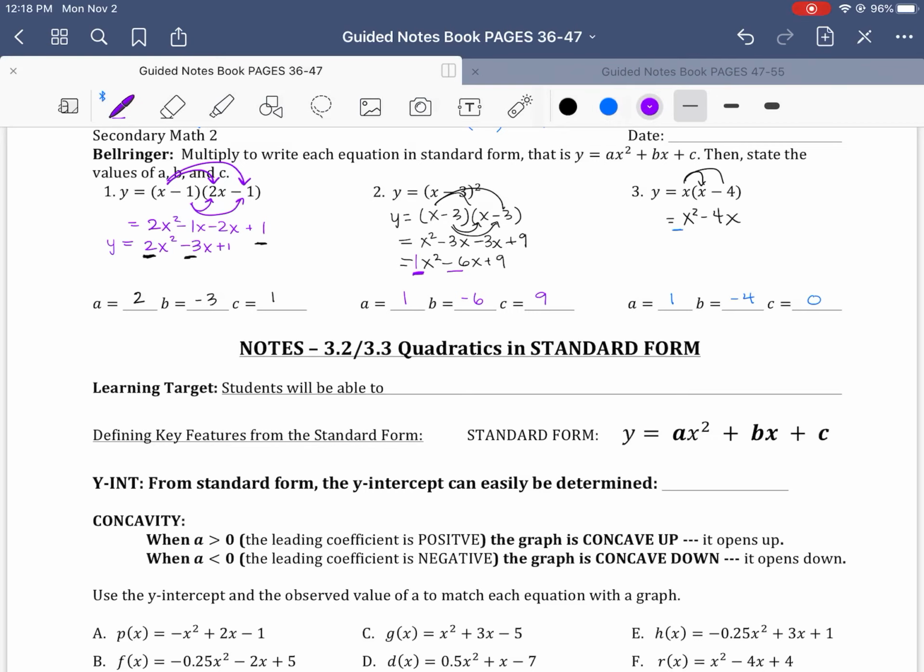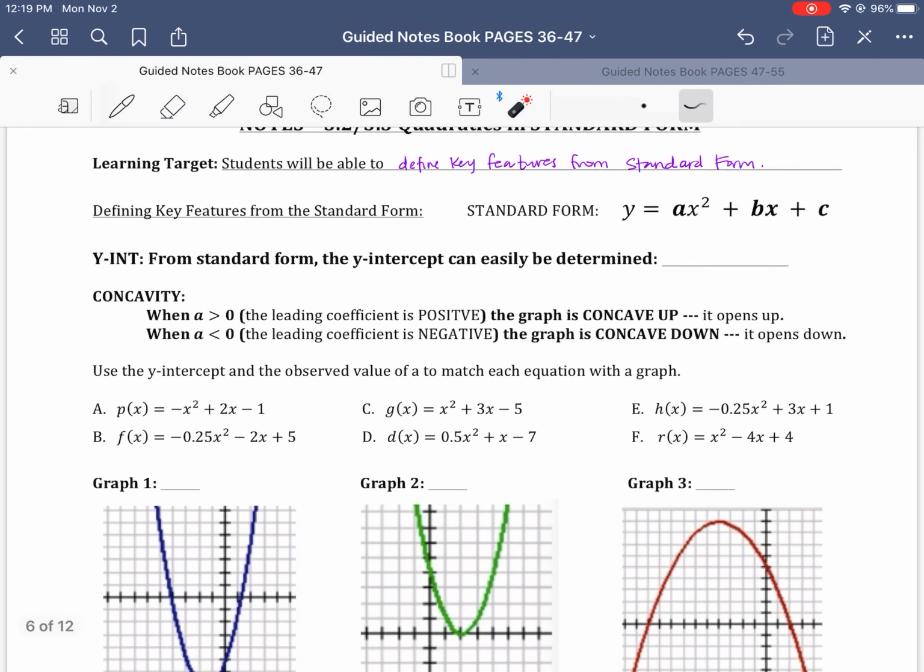Okay, so our learning target here is students will be able to define the key features from standard form. So we practiced with it from intercept form. This is from standard form. So again, I've given you the standard form right here to just remind you. And then remember the a value and b value and c value come from those coefficients or those numerical values.